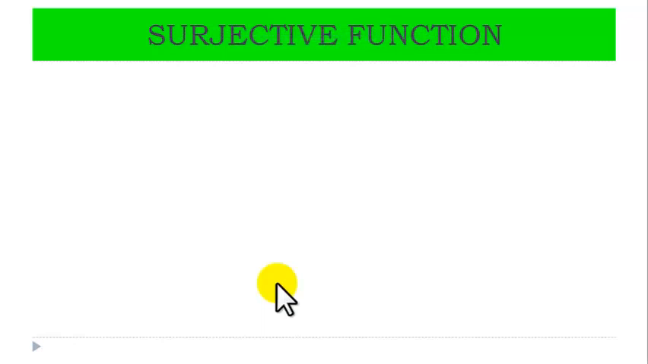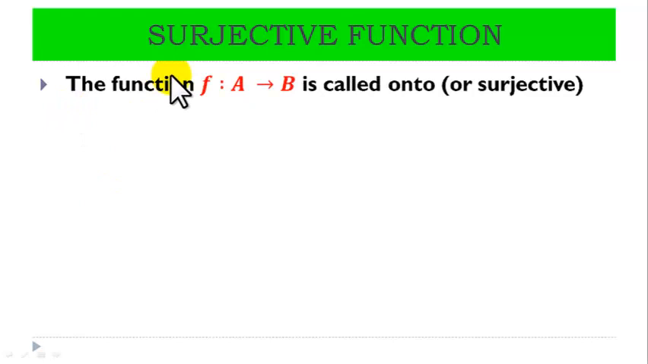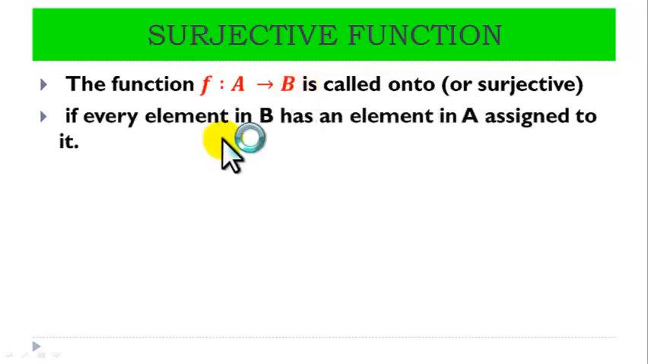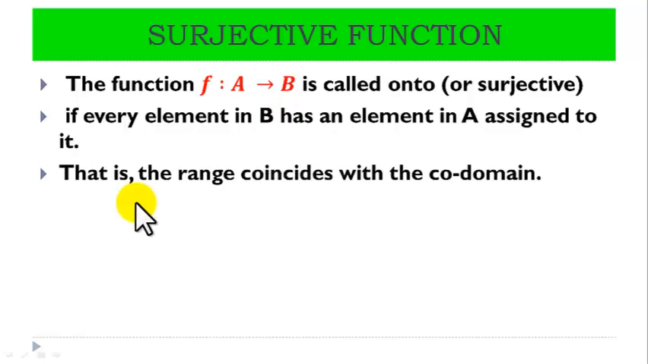Surjective function. The function f from A to B is called an onto or a surjective function if every element in B has an element in A assigned to it. That is, if the range of the function f coincides with the codomain B, then the function f is an onto function.